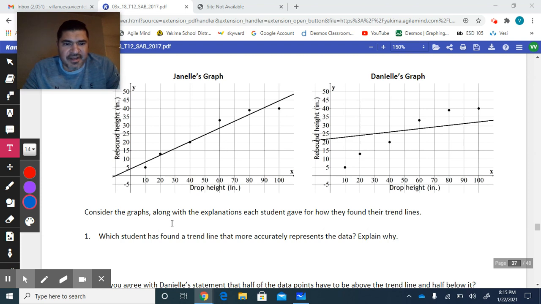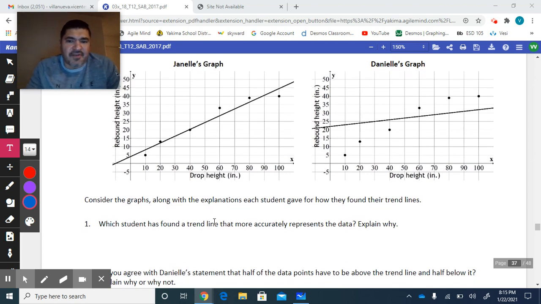Okay, it says consider the graphs along with the explanations each student gave for how they found their trend lines. Number 1, which student has found a trend line that more accurately represents the data? Explain why. Okay, so I'm looking at these two. And Danielle said she put 3 dots below the line and 3 dots above it. In my opinion, Janelle kind of did the same thing. Here's 1, 2, 3 below, and then 1, 2, 3 above. But I guess she's considering that these two are on the line.